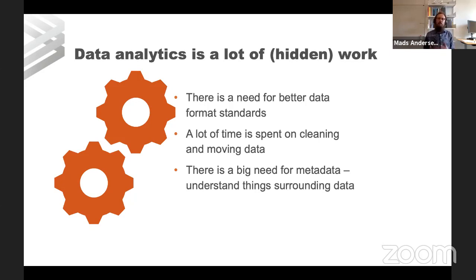And we also found that there's a really big need for metadata. You really need to know how the data was collected, what quality it is, and all these things surrounding the data before you're actually able to use it.